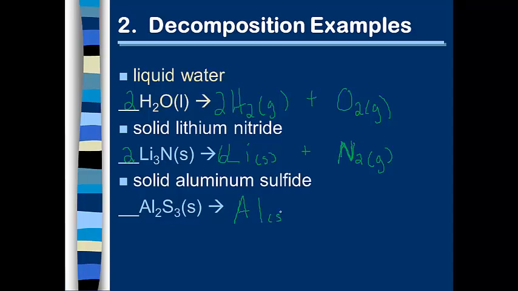That's going to separate into aluminum solid and sulfur solid, which if you remember is going to be S8. So if I get these balanced, there's no common denominator between 3 and 8, so I'm going to go ahead and put an 8 right here, which is going to mean I'm going to need a 3 right here. So now my sulfur is balanced. I've got 24 of them, but it's balanced. And then aluminum, 8 times 2 is going to be 16. So that's what's going to go in front of that element.